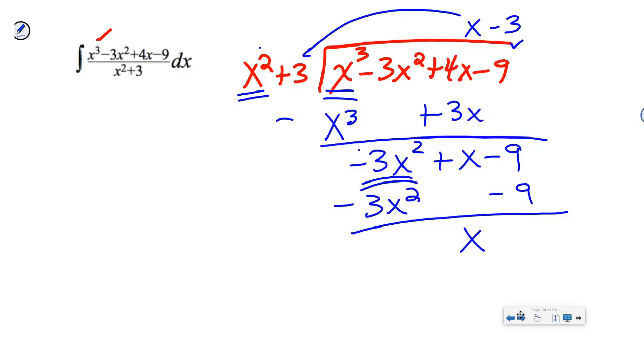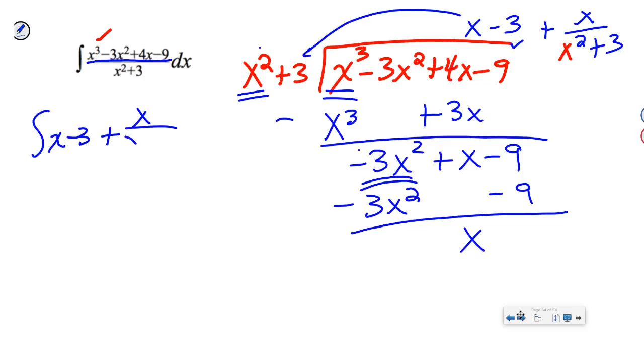So I have to know how to write my answer, right, Kyle? I write my remainder as what? x over x squared plus 3. There it is. That's what I'm going to integrate. Those are equal. I just did this division, and I got that. So I'm really going to integrate x minus 3 plus x over x squared plus 3. This is going to be way easy for me, right?